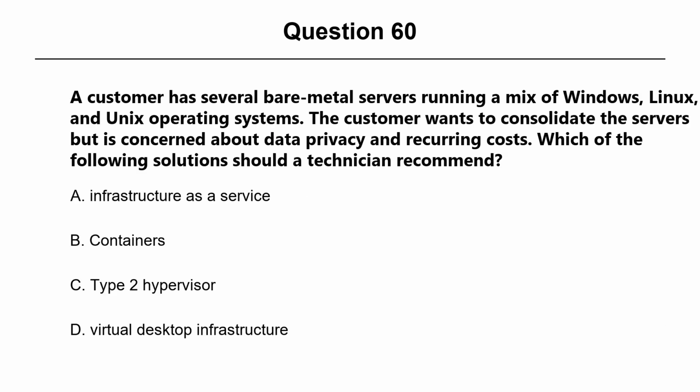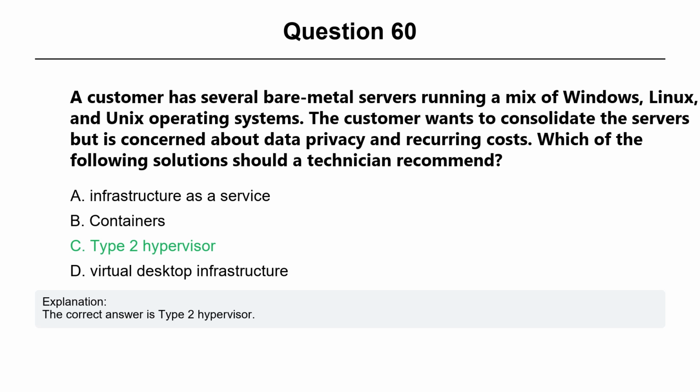Question 60. A customer has several bare metal servers running a mix of Windows, Linux, and Unix operating systems. The customer wants to consolidate the servers but is concerned about data privacy and recurring costs. Which of the following solutions should a technician recommend? Option A, infrastructure as a service. Option B, containers. Option C, Type 2 hypervisor. Option D, virtual desktop infrastructure. The correct answer is option C, Type 2 hypervisor.